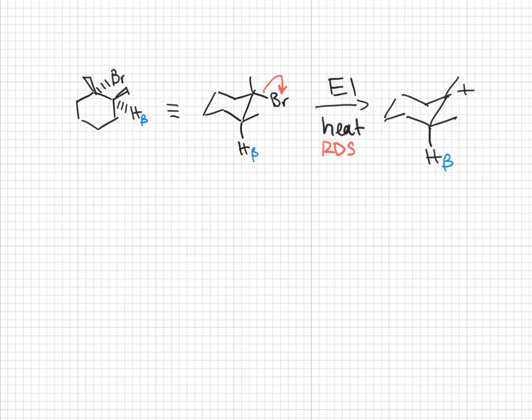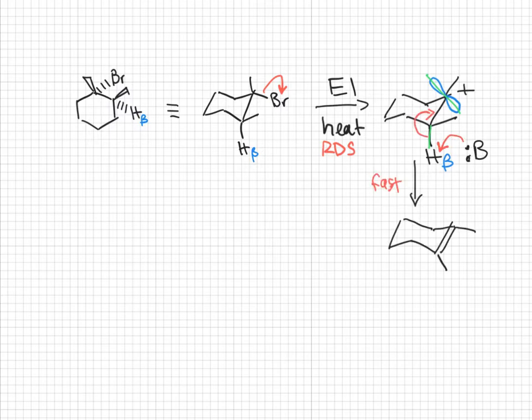In this reaction, heat promotes the loss of the bromide in the rate-determining step to give the carbocation. The carbon of the carbocation is sp2 hybridized, trigonal planar, and has an empty p lobe that is roughly collinear with the carbon-hydrogen bond of the hydrogen that's eliminated. Elimination of this proton in a fast step gives the thermodynamic tetrasubstituted alkene.